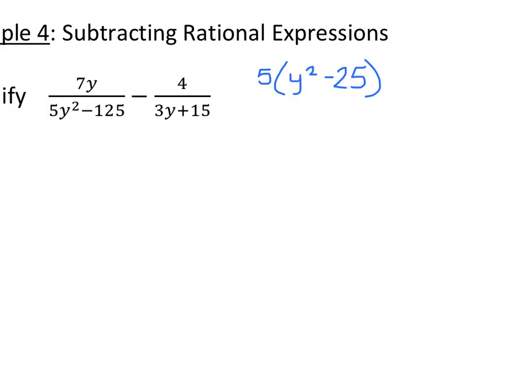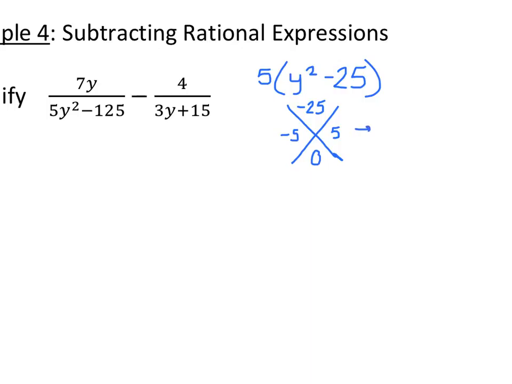Okay. Now we've got to factor that y squared minus 25. What's a times c? Negative 25. What is b? B is 0, so that goes in the bottom. So what two numbers multiply to get negative 25 and add to get 0? Negative 5 and 5. Y minus 5, y plus 5.